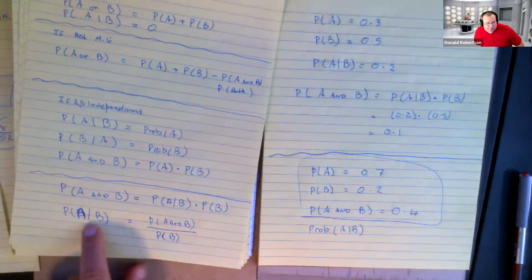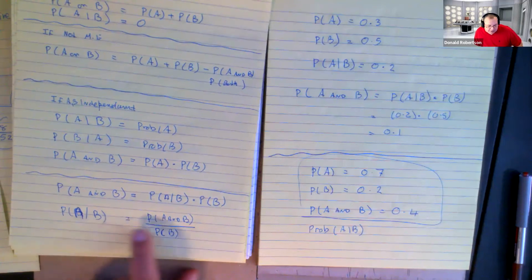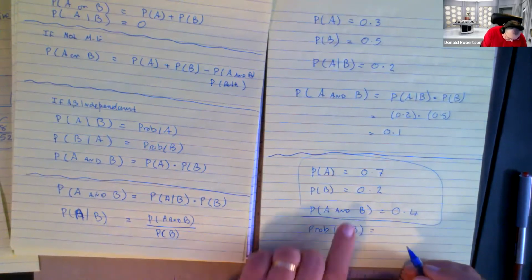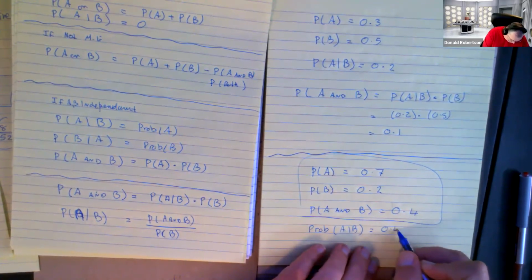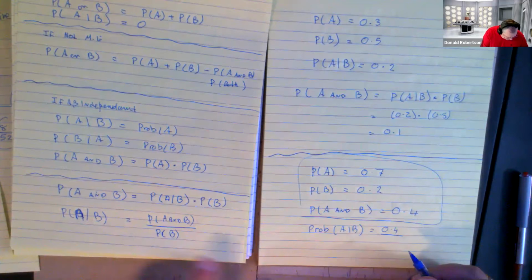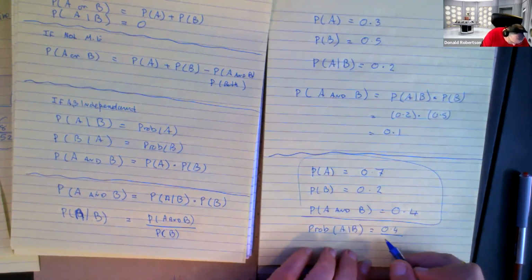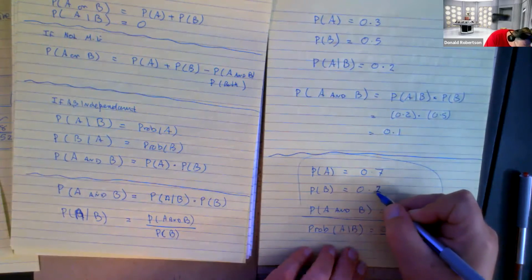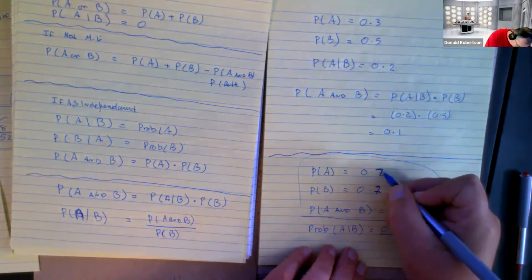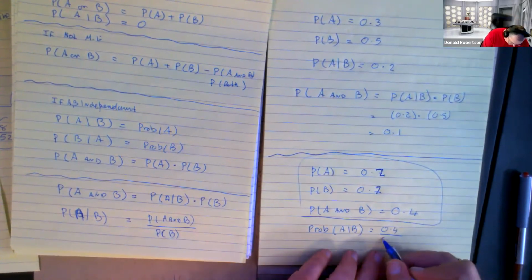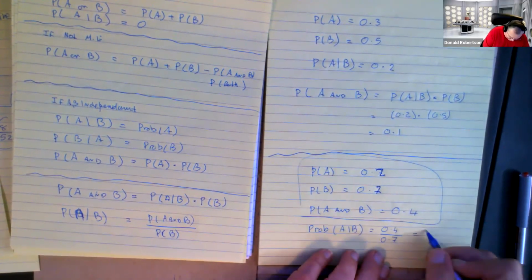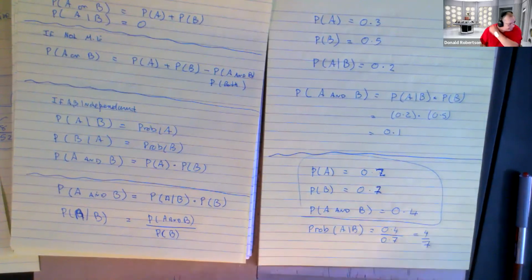So if you want to find the probability of A given B, as long as you know what these two things are, you can calculate it. So in my case, A and B is 0.4, and probability of B. Can I switch these two around? There. And that answer ends up being whatever 4/7 says.